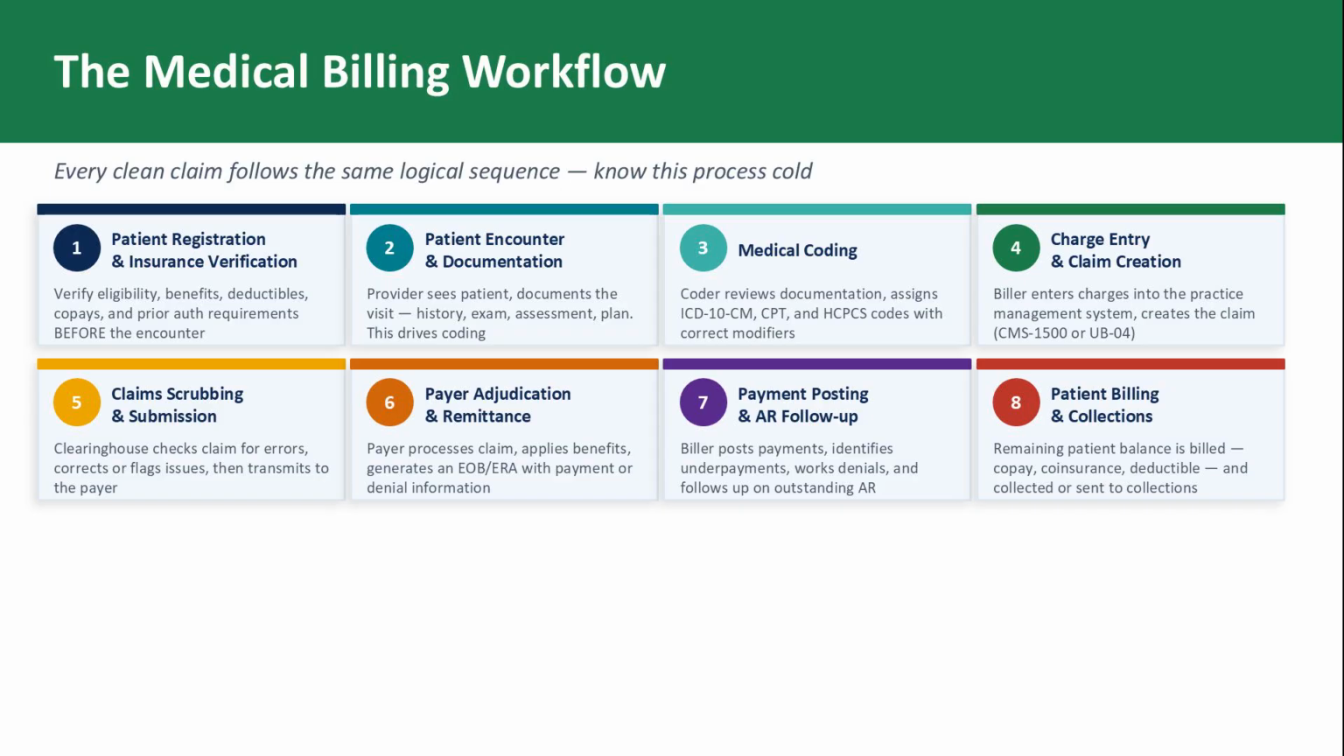Step 7. Payment posting and AR follow-up. The biller posts the payment to the patient's account, identifies any underpayments or denials, and works the accounts receivable to collect what's owed. Step 8. Patient billing and collections. Any remaining balance after insurance, copays, coinsurance, deductibles, is billed to the patient. Uncollected balances may eventually go to collections. 8 steps. Every clean claim follows this path.